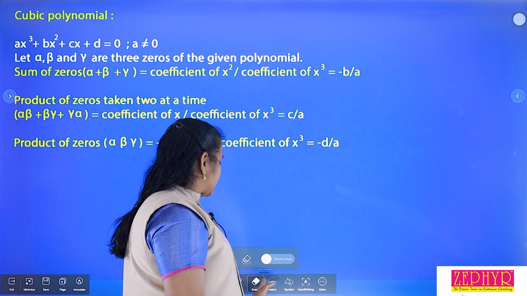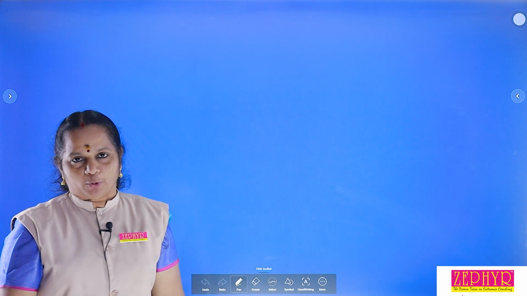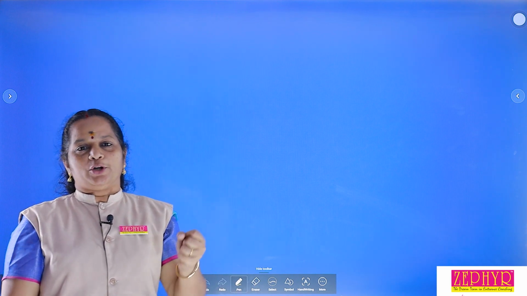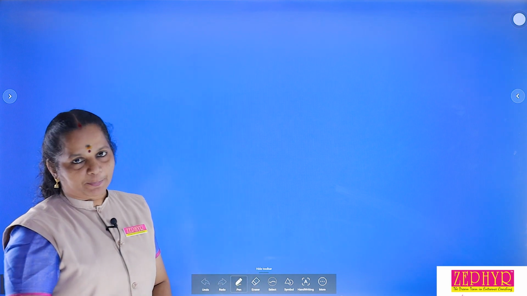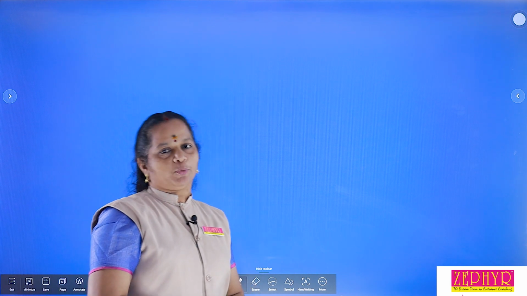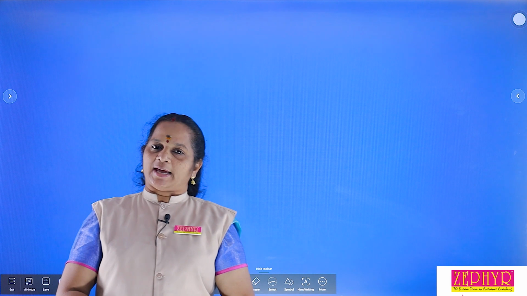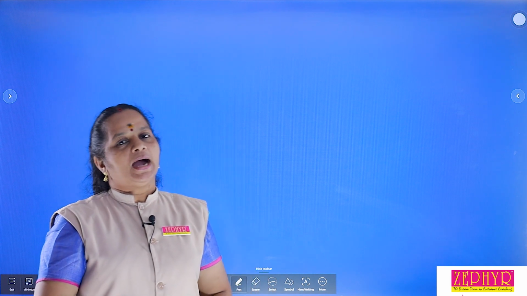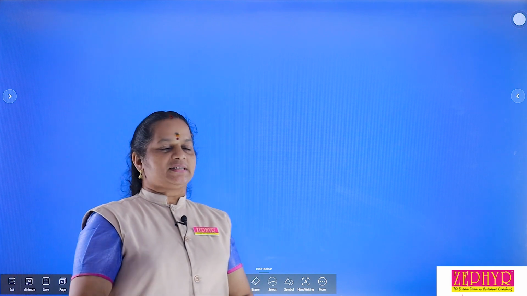So now we have discussed what is meant by a polynomial, the degree of a polynomial, the types of polynomial: linear, quadratic and cubic, and the zero of a polynomial. The next topic is the relationship between the zeros and the coefficients in the case of quadratic and cubic polynomials. Okay, now we are discussing some objective type questions relating to this chapter.